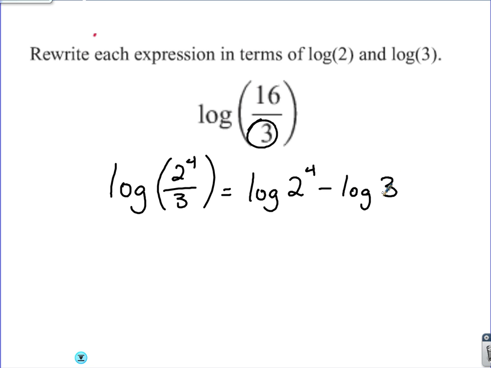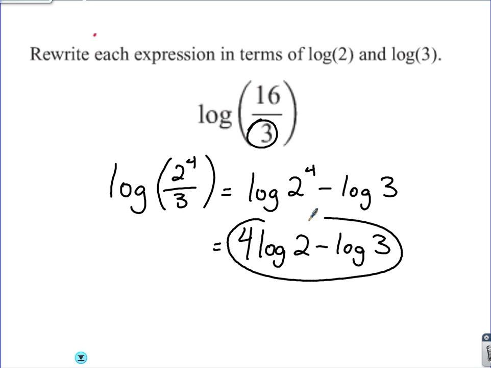Division turns into subtraction of logs. What can I do with a 4? Put it in front. 4 times log of 2 minus the log of 3. So once again, if you have memorized what the log of 2 and log of 3 is, you can take 4 times whatever that log of 2 is on a basic calculator, minus whatever the log of 3 is, that's the log of 16 thirds. Good.